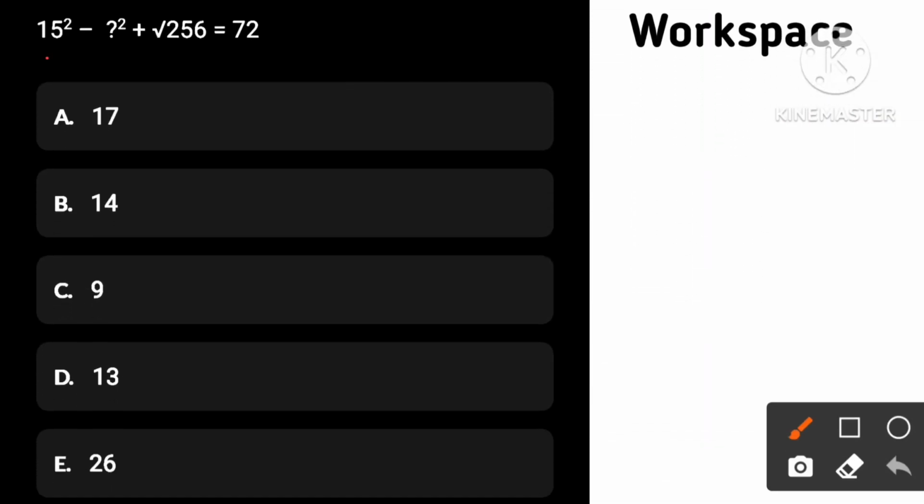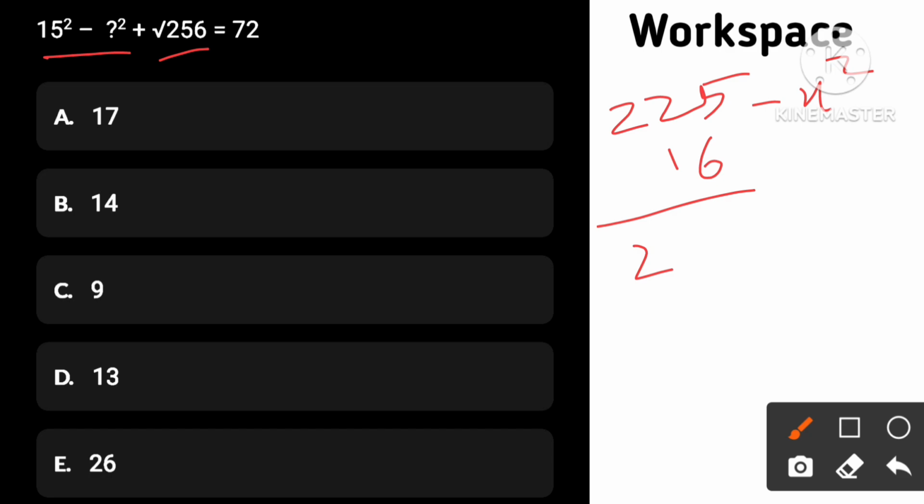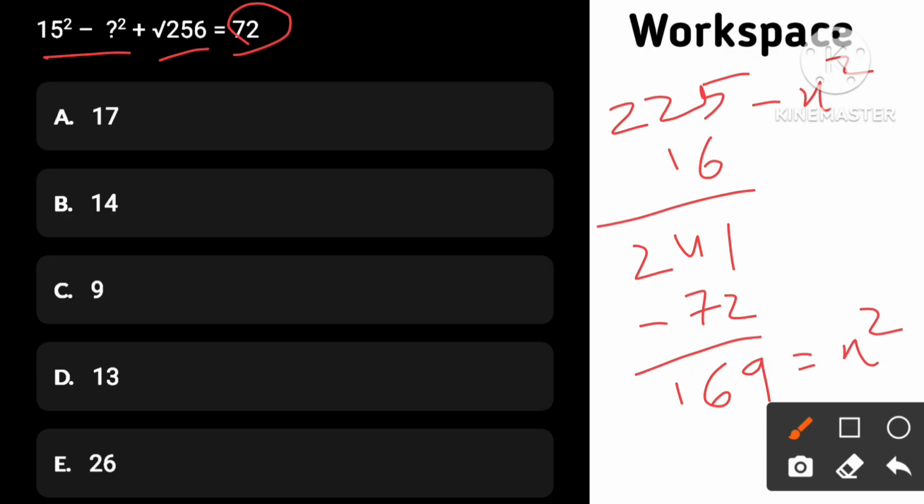Third question, 15 square 225 minus x square root over 256 means 16. So what we have is 241 and here we have 72 comes this side with minus. So what we have is this is 9 and here we have 6, 169. 169 equals to x square. So x value will be 13. Option D is our answer.